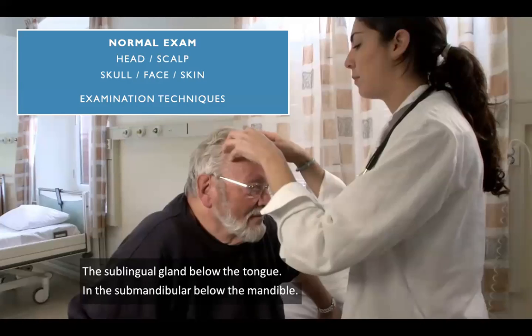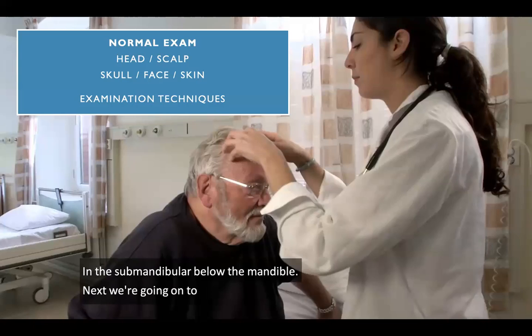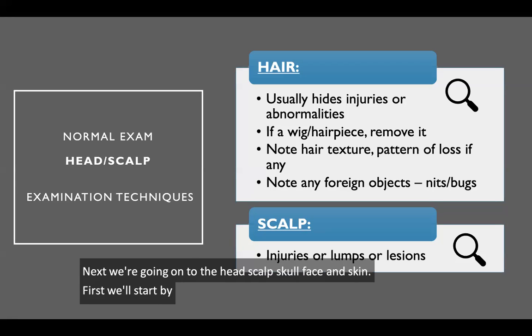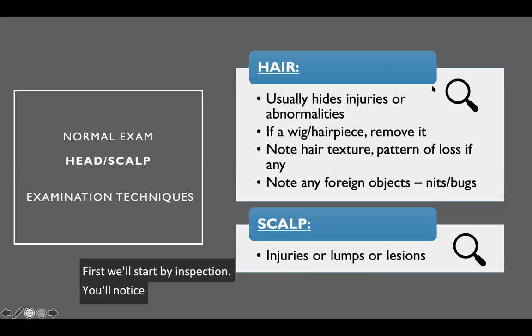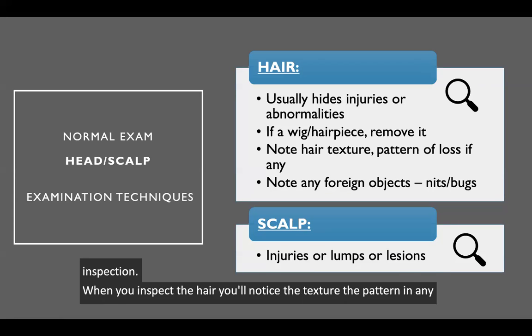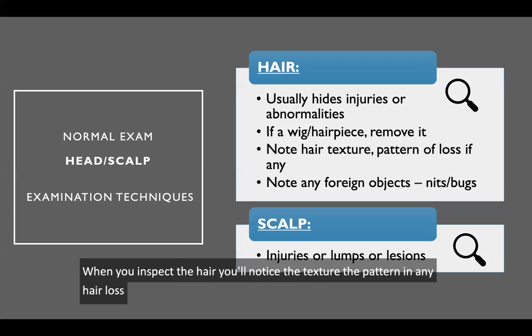Next, we're going on to the head, scalp, skull, face, and skin. First, we'll start by inspection. You'll notice the small magnifying glass in the corner. This indicates this is a time for inspection. When you inspect the hair, you'll notice the texture, the pattern, and any hair loss. Also note any foreign objects, such as nits or bugs.